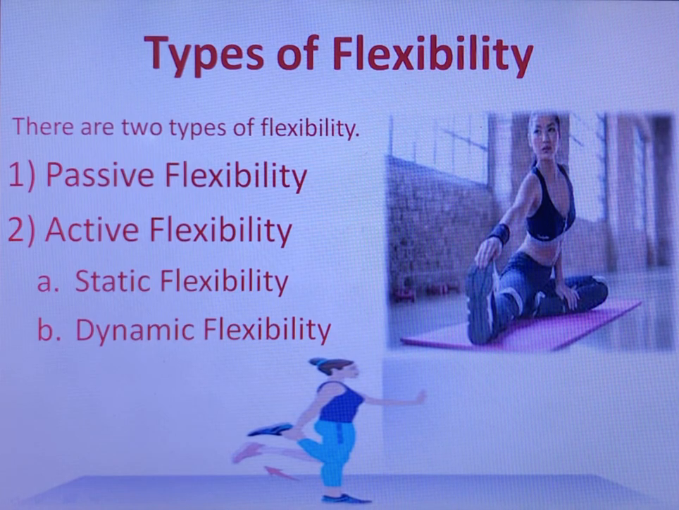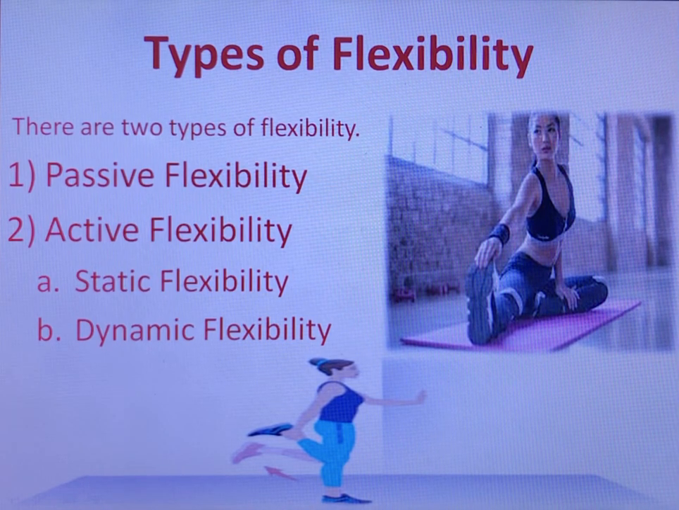Active flexibility is divided into two parts. First one is static flexibility and second one is dynamic flexibility. Static flexibility is usually required by a sports person when he or she remains in a static position. Examples are diving, sitting, lying and starting positions in various sports. Dynamic flexibility is needed for doing movements with greater distance when an individual is in motion.